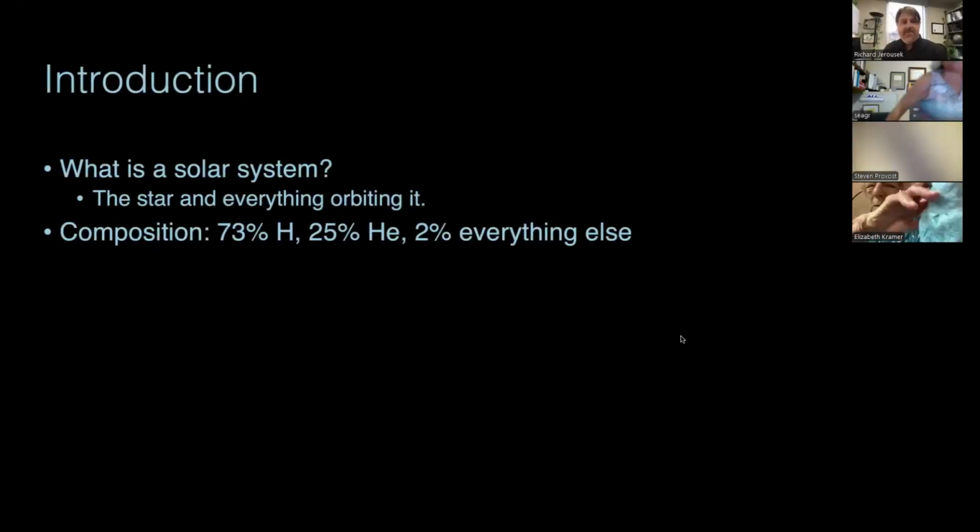Most solar systems start out with a composition that is roughly 73% hydrogen, 25% helium, and 2% everything else. So almost entirely hydrogen and helium. Those were given to us during the Big Bang, and everything else was fused inside stars.